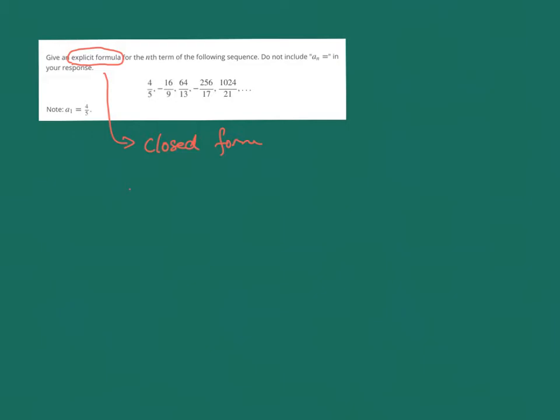Well, we begin by looking at the sequence itself. Something that we notice here is that for our numerators, we have numerators of 4, 16, 64, 256, 1024. So if we just look at the numerators, then we have 4, 16, 64, 256, 1024.